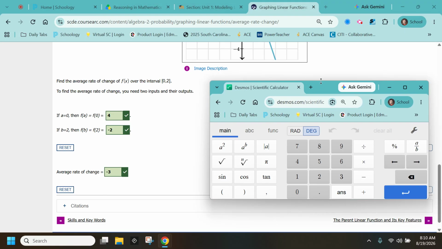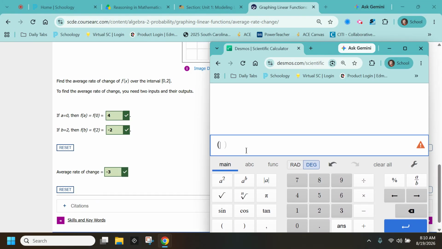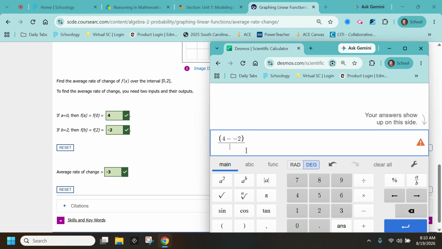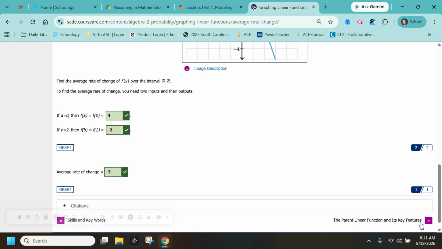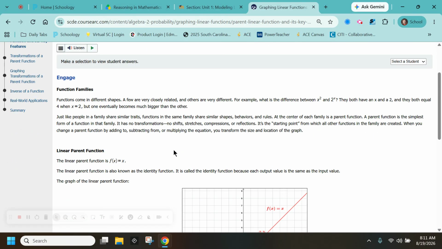Shrink this down. There we go. So again, we have our outputs 4 minus negative 2 over 0 minus 2. And then Desmos will actually just kind of do it for you without having to simplify. All right, moving on to parent linear function and its key features.